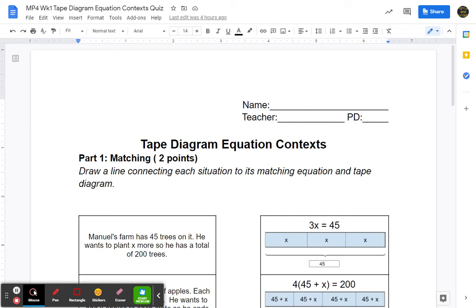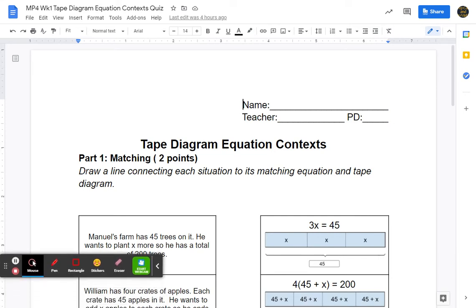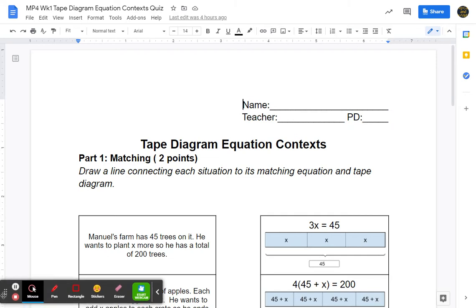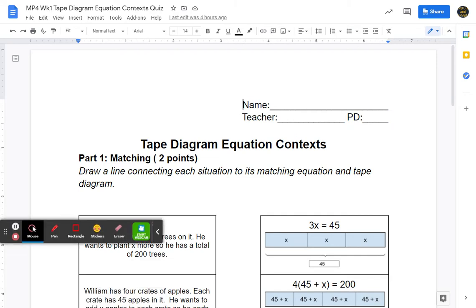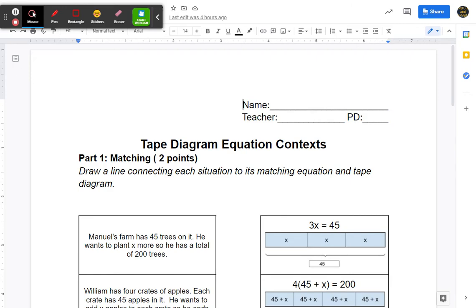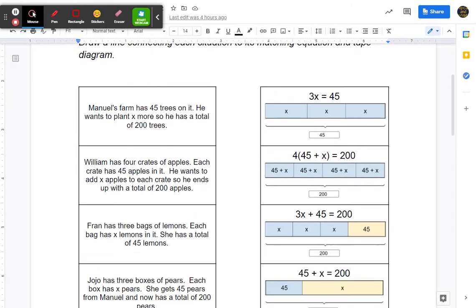Hello, this is Mr. Einhorn, and this is going to be a quick little video to show you how to solve your tape diagram equation problems from the quiz. So let's just get right into it.